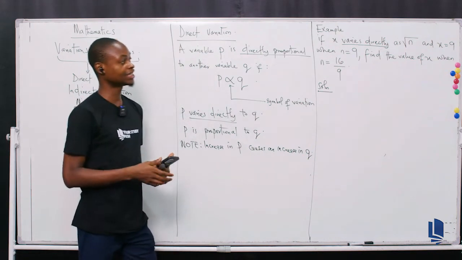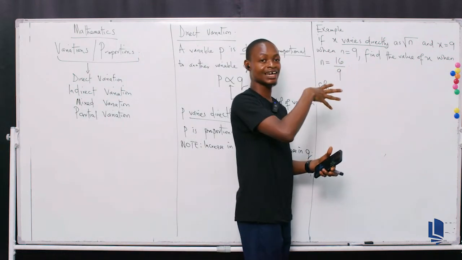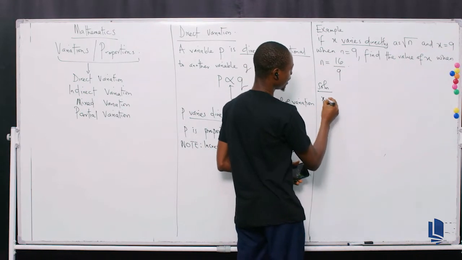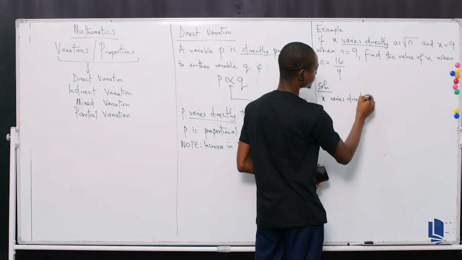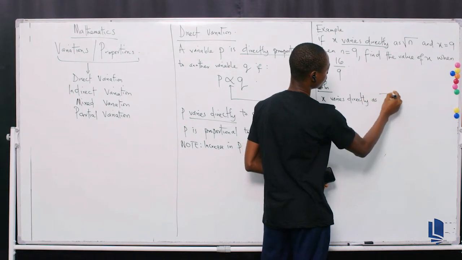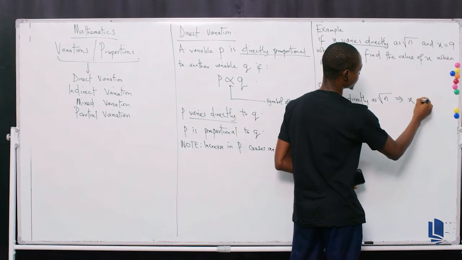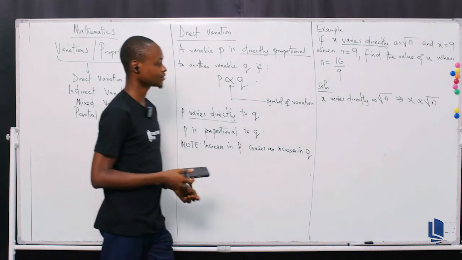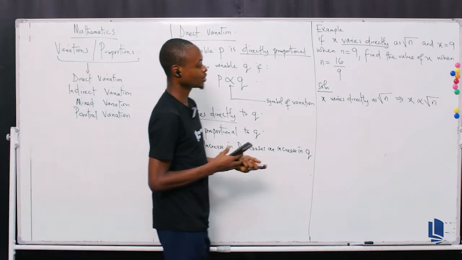The very first thing is, let's piece out this definition. We are saying x varies directly as the square root of n. This means that x alpha square root of n, right? Now, this is very, very important. This is the very first translation.